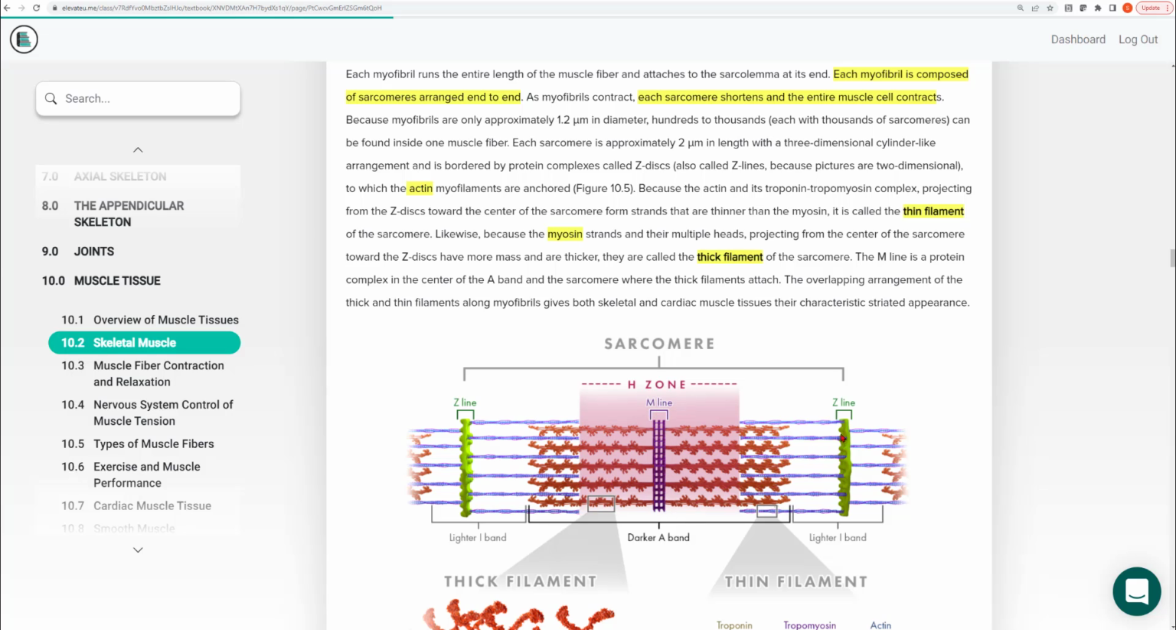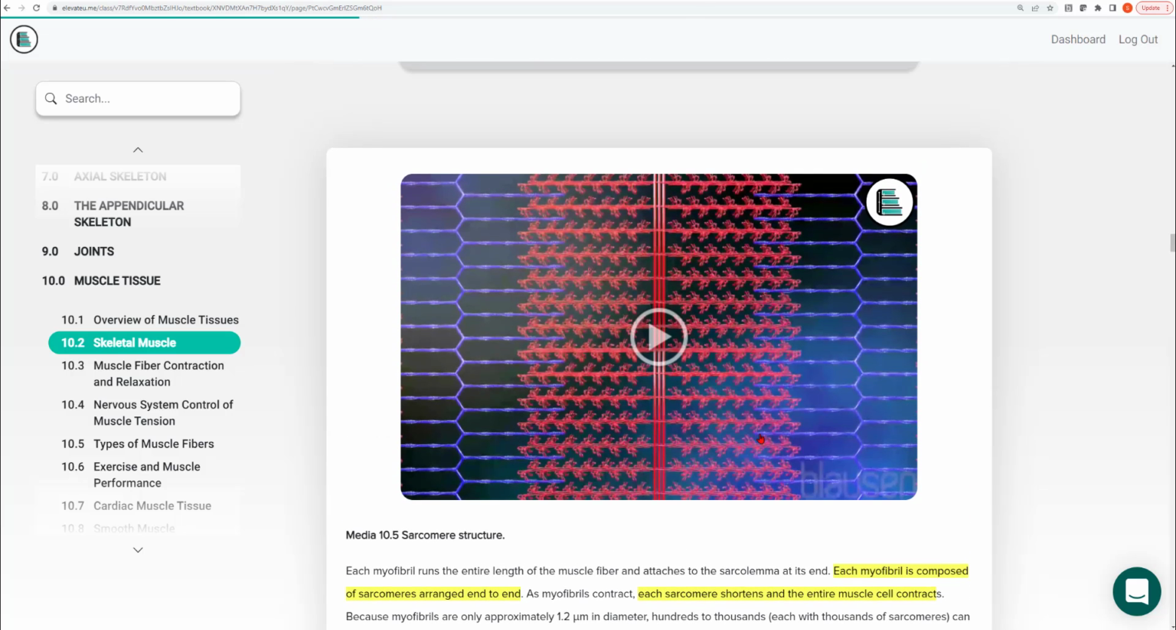And here's a sarcomere here, but there's also a sarcomere over here. It's not shown, there's a sarcomere over here, and there's another sarcomere over here. And if you take a long string of these sarcomeres, that's what's making up a myofibril. So the video up here will help you see this.